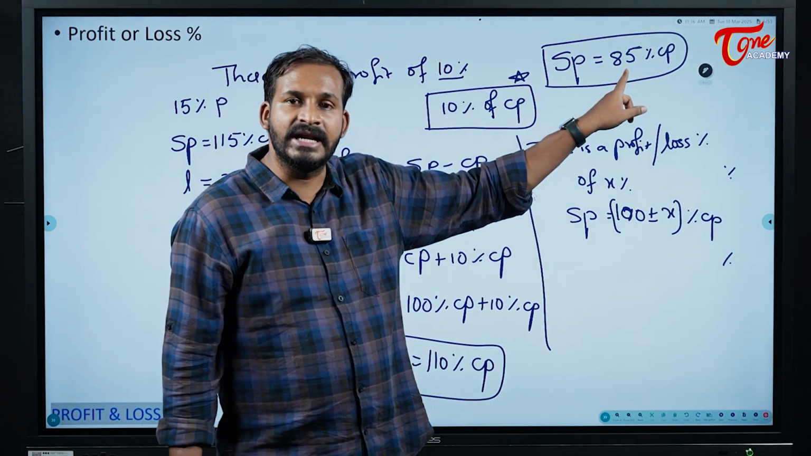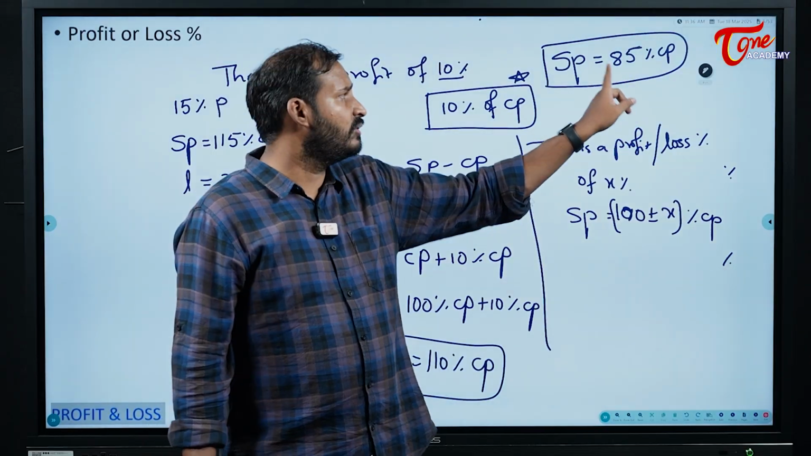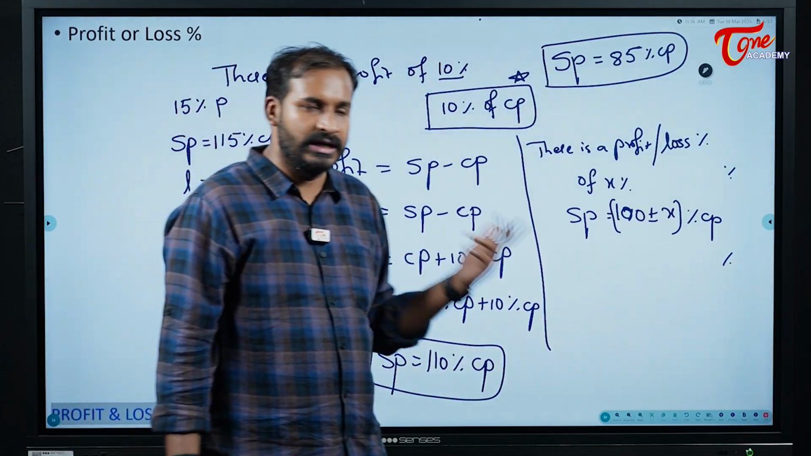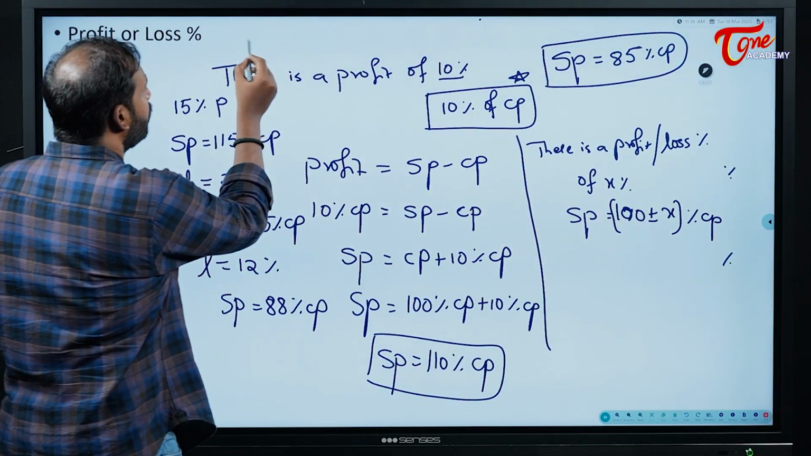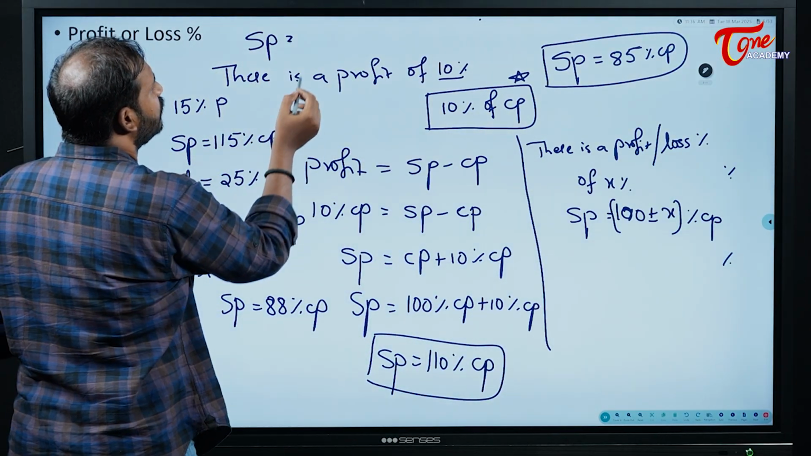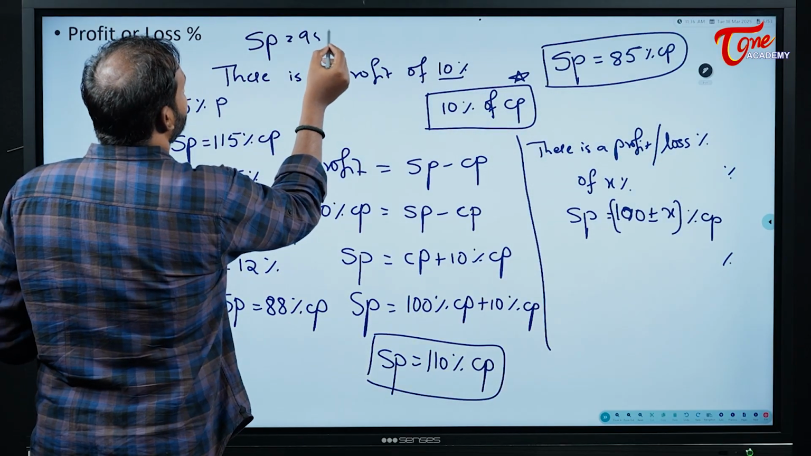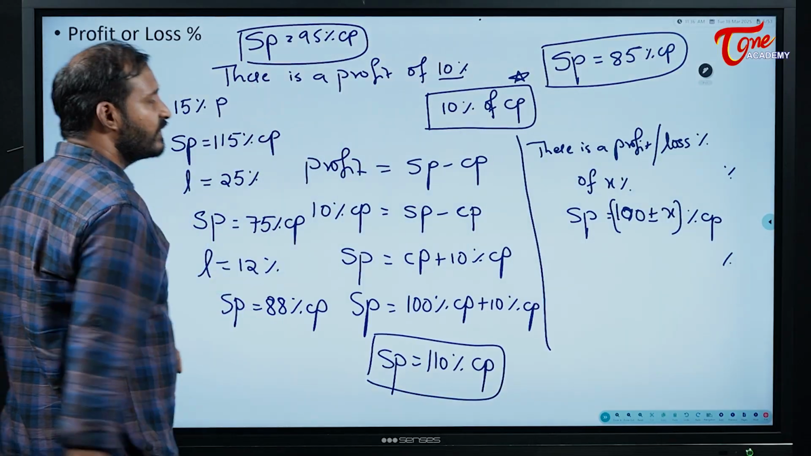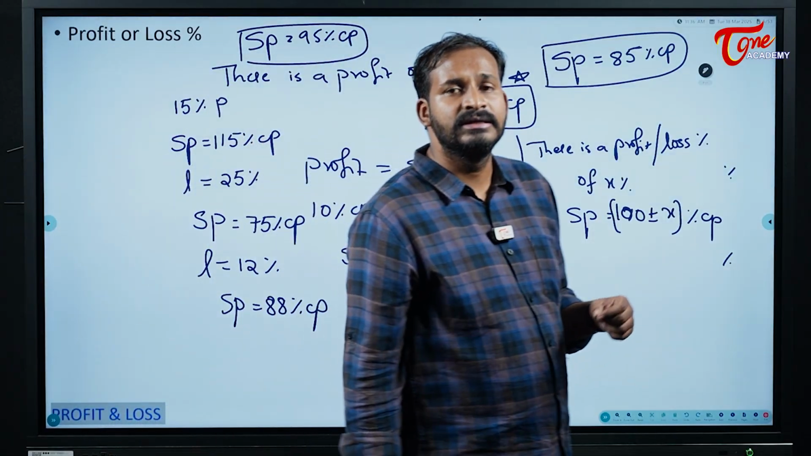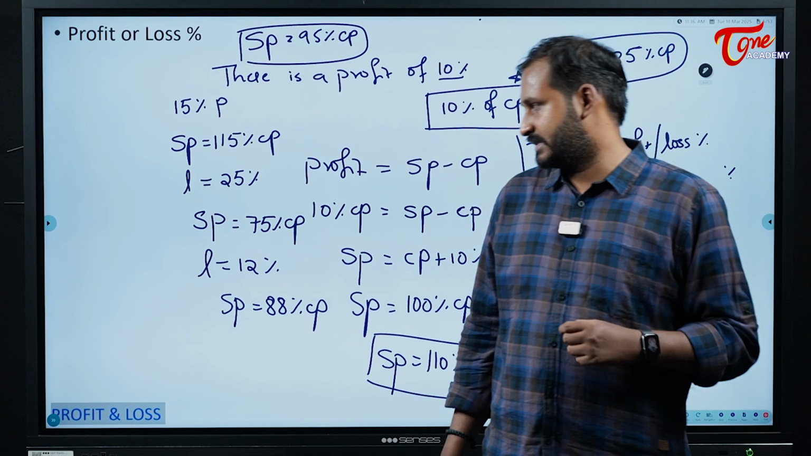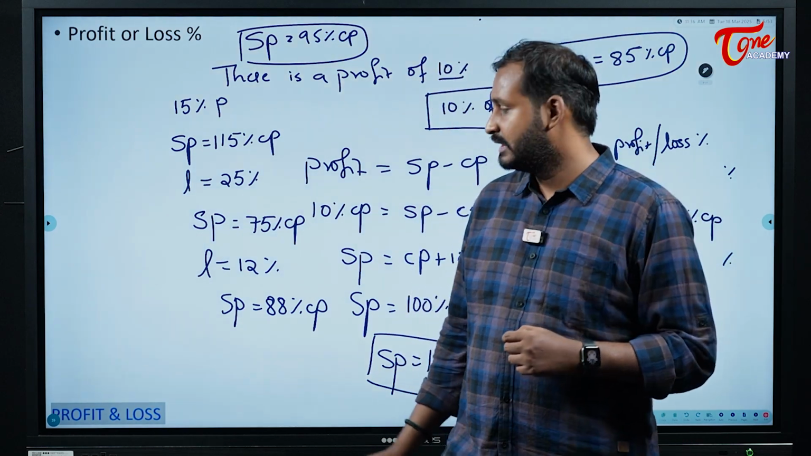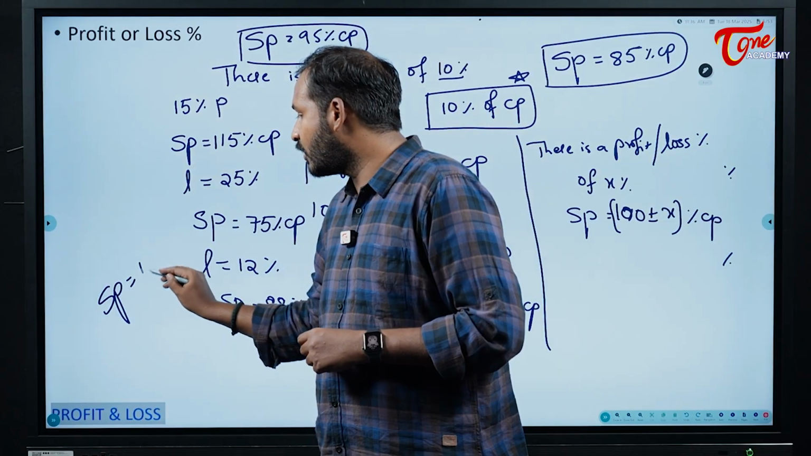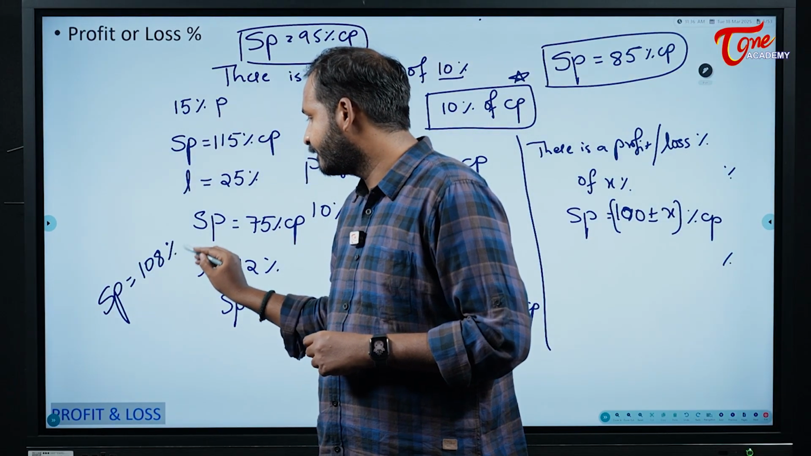Because this is less than 100 by what? 15. So, a loss of 15%. Vice versa. Okay. And similarly, in a problem, I came to know that SP is equal to some 95% of CP. What can we take from this statement? We can say that there is a loss of 5%.